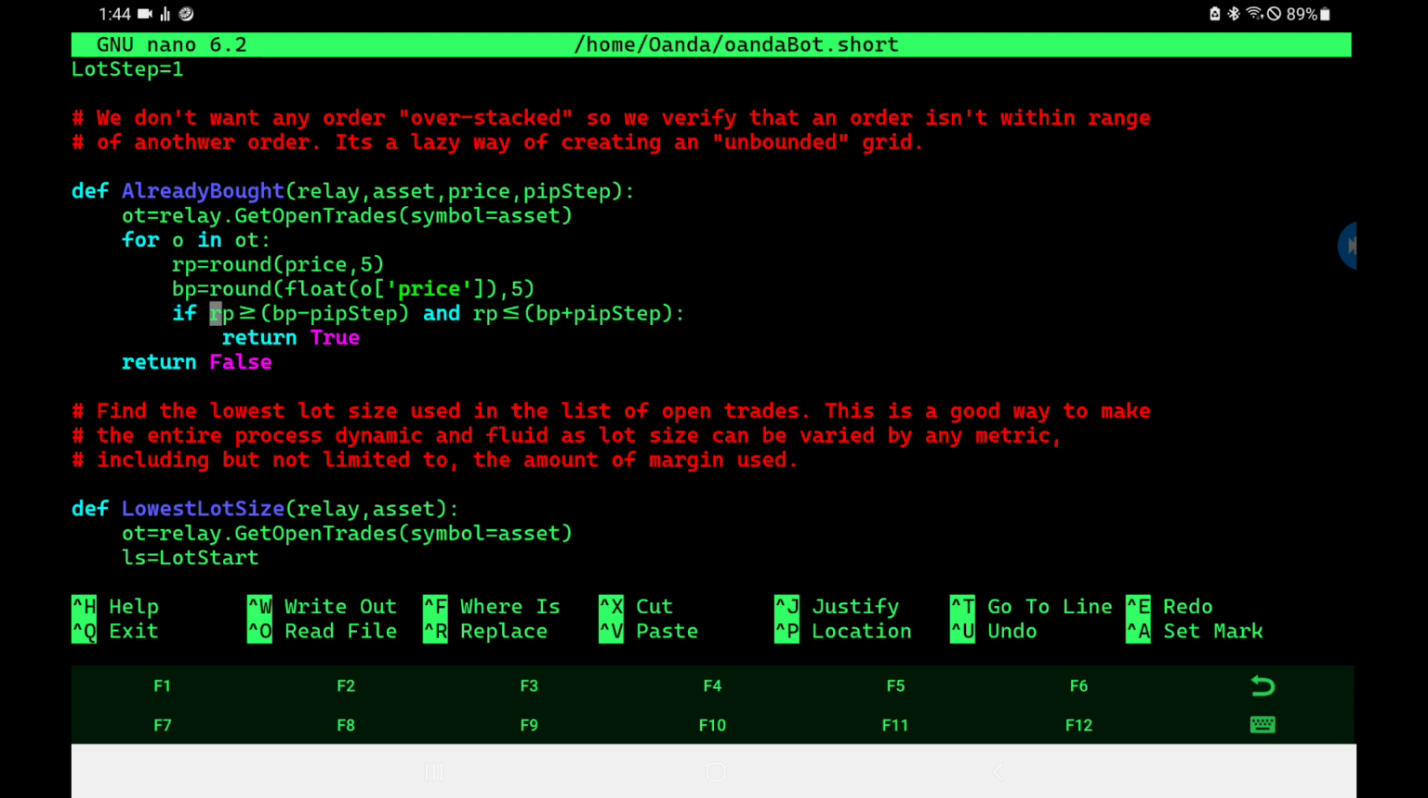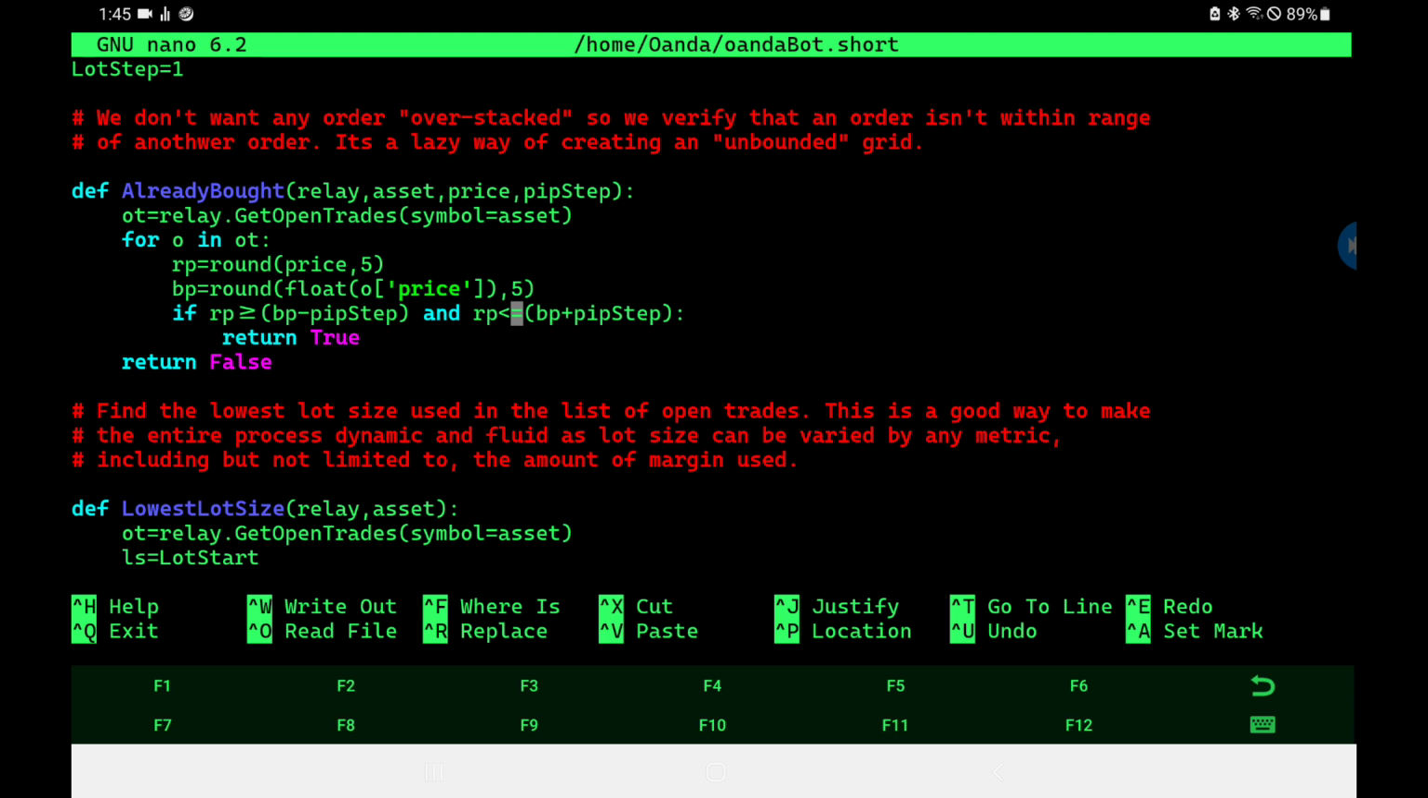So, the current price of the order minus the pip steps and the current price of the order plus the pip steps. So we have a range. In this case, let's say our spread is 2. We know that our pips for profiting is 5. So the price minus 7 pips to the price plus 7 pips cannot have another order.